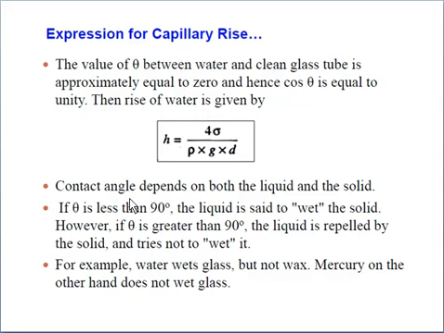Now the contact angle between liquids and solids. If theta is less than 90 degrees, the liquid is said to wet the solid. However, if theta is greater than 90 degrees, the liquid is repelled by the solid and tries not to wet it. In case of water and the glass tube, you might have seen that the water wets the solid surface, that is, the water wets the glass tube.